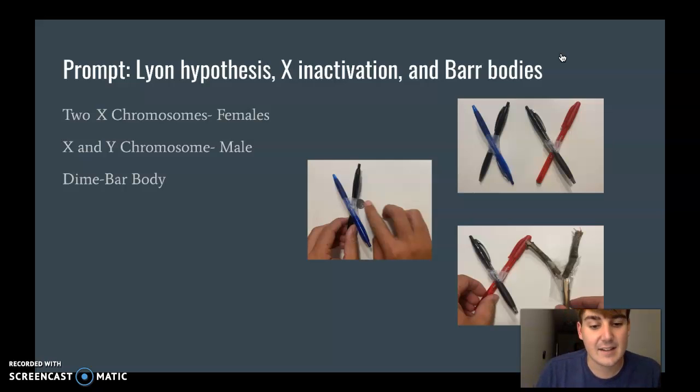The inactivated X is called the Barr body, which can be depicted in the middle picture with the dime. They are inactivated, tightly compacted chromosomes that have very little gene expression, and they regulate the amount of X-linked gene product that's transcribed.